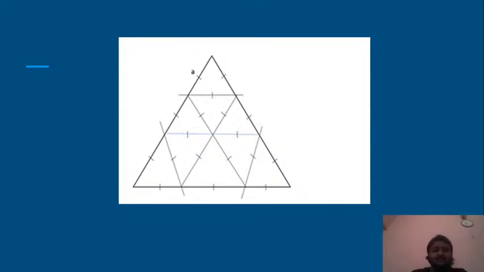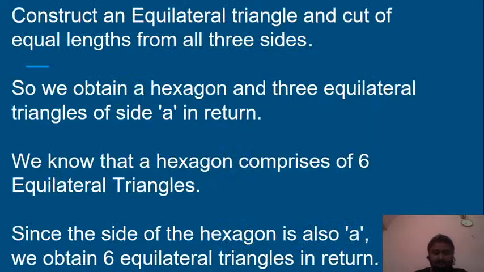But the concept is that if you are making a hexagon from an equilateral triangle, then each side of the hexagon would be one third of the side of the equilateral triangle. Okay, so this is a simple concept. If you know this, it's well and good.